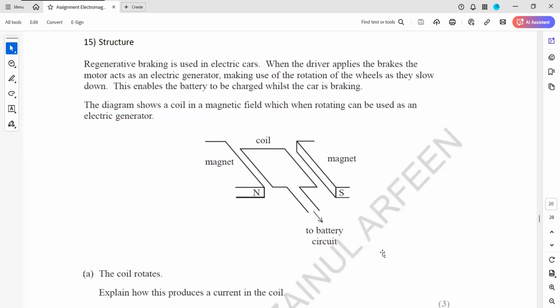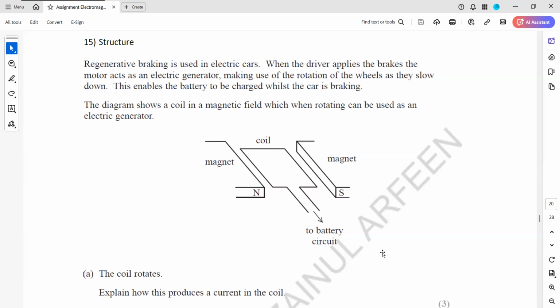How the induced EMF is produced, like how there's an induced EMF. So first thing you will mention that there's a change in magnetic flux linkage, or the coil will cut the magnetic field lines. That is 1 mark. And as it cuts the magnetic field lines, or there's a change in magnetic flux linkage, it induces EMF, or it produces a current, and it produces a current because there's a closed circuit.